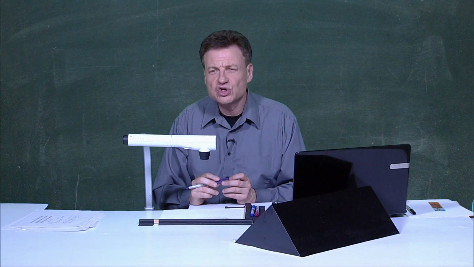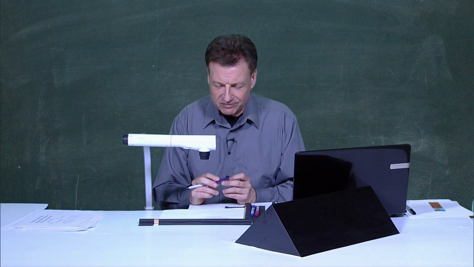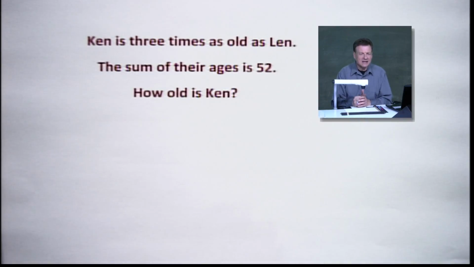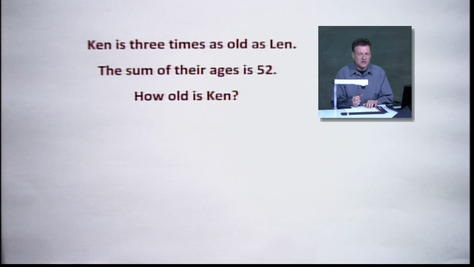Let's take a look at just a good old age problem, all right? Take a look at this one. Ken and Lynn. It looks like Ken is 3 times as old as Lynn. The sum of their ages, 52. How old is Ken? All right, so first of all, who are we going to let be X or N or something here? Looks like Lynn is going to be a certain age.